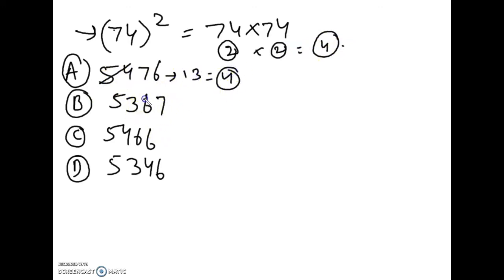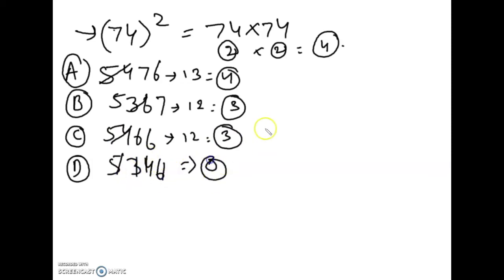Simply eliminate all the sums of 9 and add the remaining numbers and find out the digital sum. So if you observe, I am doing the same thing over here. I am simply eliminating all the values which are adding up to be 9 and I am writing the digital sum. So the digital sum that I got is 4, 3, 3, 0. So the only digital sum matching up is 4. So the answer for this question is option A, which is 5476, which is 74 square.